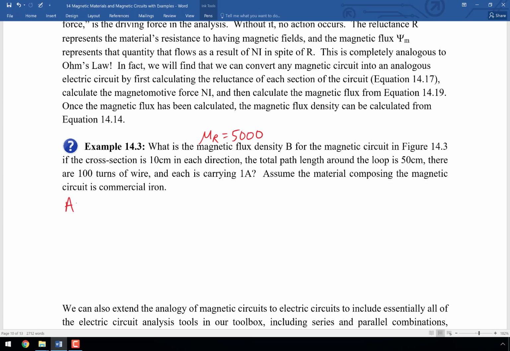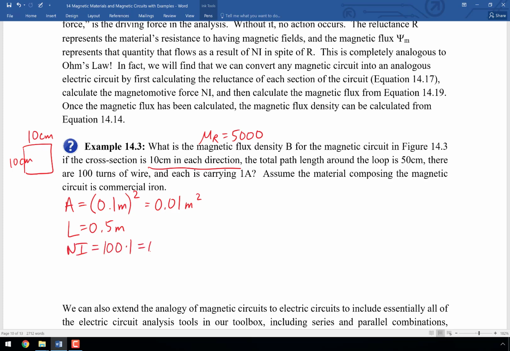Let's calculate the area. It says the cross section is 10 centimeters in each direction. So that means that it's 10 centimeters in this direction and 10 centimeters in this direction. So the area is 10 centimeters squared. I'm going to use meters, so it's 0.1 meters squared, which is 0.01 square meters. The length is equal to half a meter, because that's 50 centimeters. N times I is equal to 100 times 1, which is 100. We'll call this amp turns. The turns, you could really omit the T. You could just call it 100 amps, but we're going to leave it in there.